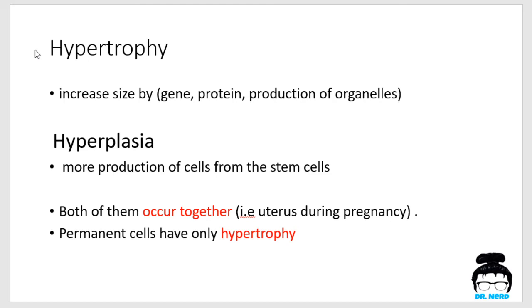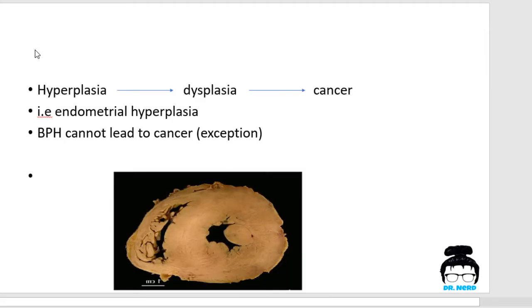As I said before, the exception is the permanent tissue. They can only undergo hypertrophy. They cannot undergo hyperplasia because they have a fixed number of cells and they cannot make new cells. The permanent tissue, or permanent cells, are three types of cells: skeletal muscle, smooth muscle, and neurons. We will talk about them in the upcoming lectures.